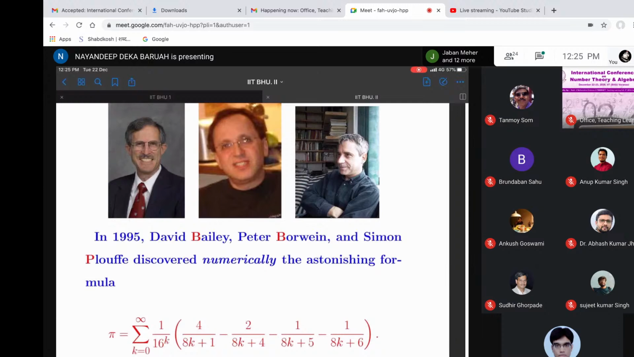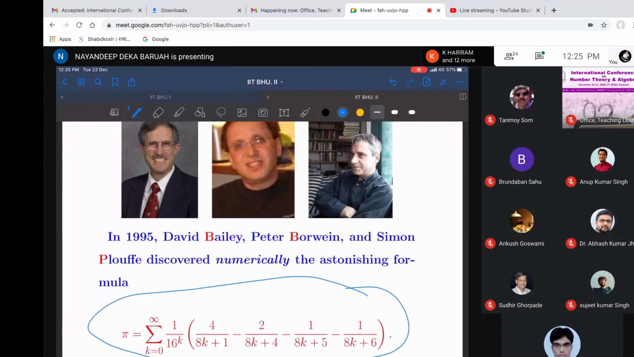So you see that this is very simple. This part is very simple. And this part has, this denominator has 16 power k. The terms have in the denominator 16 power k. So therefore, this will enable one to find the exact binary digit of pi. Similarly, because it is 16 power k, hexadecimal digits can also be found.